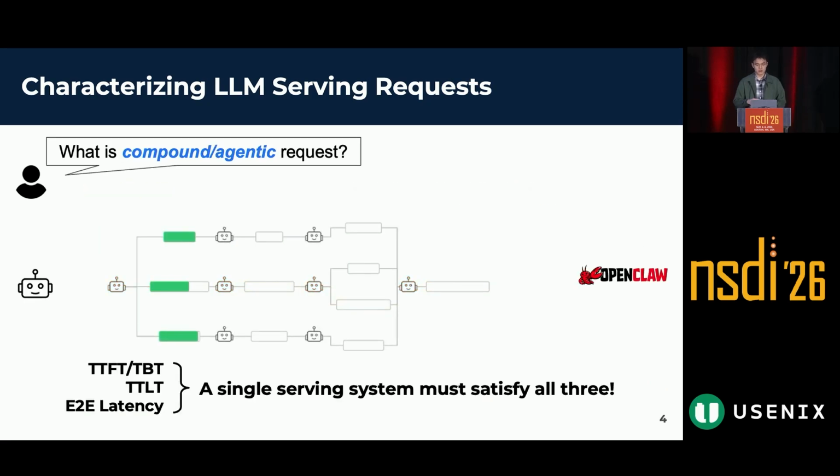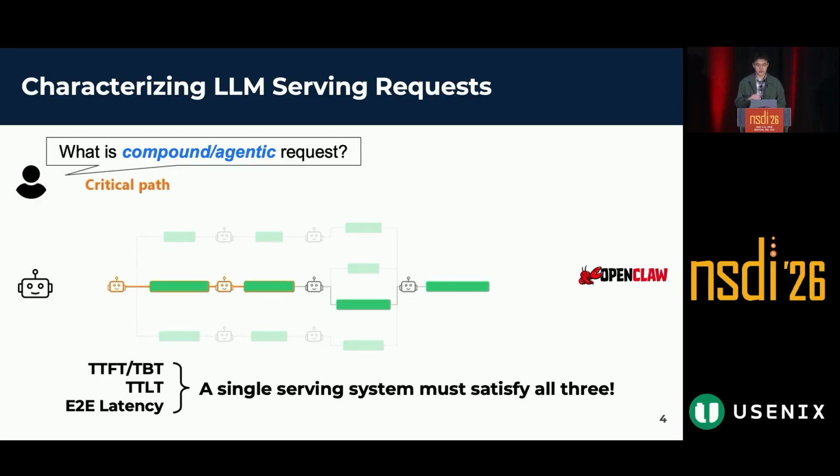The third and most challenging type is the compound or agentic request. In agentic workflows, a single user request will usually expand into a DAG of LLM calls and tool invocations. So look at the diagram on the slide. The orange path highlights the critical path through the DAG, which is what ultimately determines the end-to-end latency. The other branches run in parallel and don't dominate the timing. So for compound requests, what the user actually experiences is the end-to-end latency along this critical path.